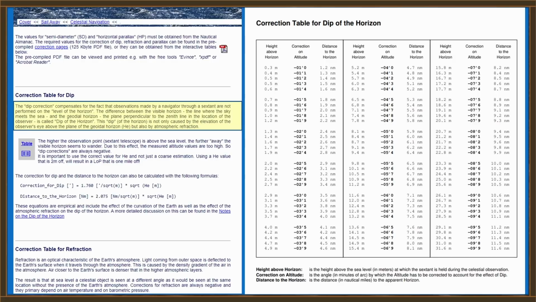This dip of the horizon is not only caused by the elevation of the observer's eye above the plane of the geoidal horizon, but also by atmospheric refraction. These equations are empirical and include the effect of the curvature of the Earth as well as the effect of the atmospheric refraction on the dip of the horizon. And all of that is included in the correction table. Maybe you should look into this stuff, Mitchell, before you try talking about it.